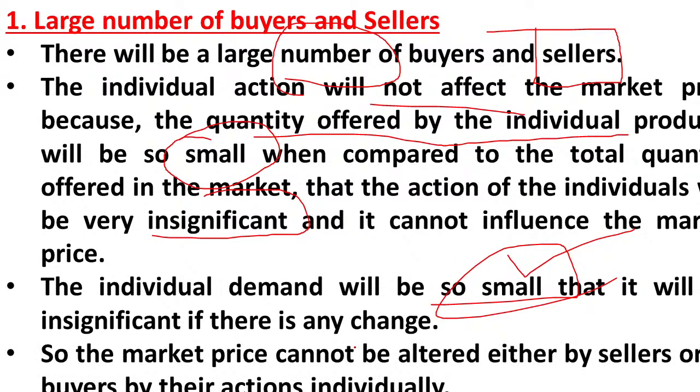Then the market price cannot be altered either by sellers or by buyers through their individual actions. So it is left to the market forces such as demand and supply. The second feature is homogeneous product.